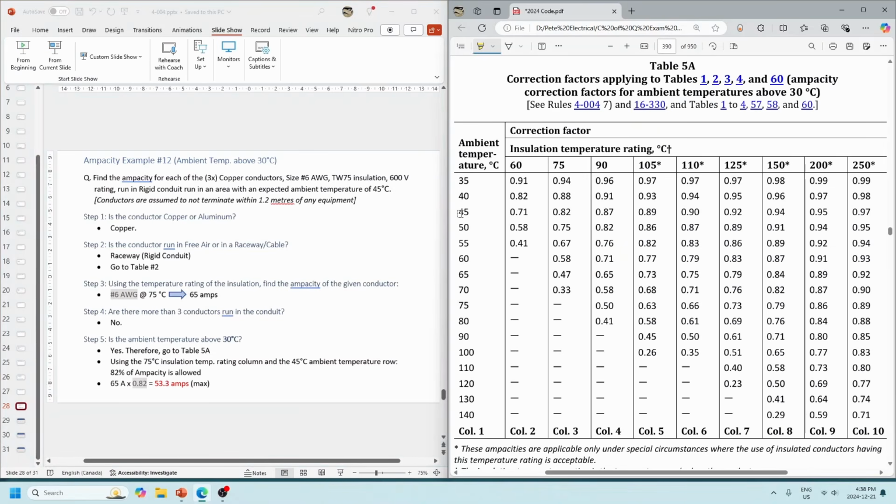So keeping in mind the 65 amps that we had before, let's go to 5A. And again, we're at 45 degrees ambient temperature. The insulation rating is 75 degrees. And where those guys intersect, it looks like our correction factor is going to be 82%. So last step is we've got 65 amps times 0.82, to give us a maximum ampacity on those conductors of 53.3 amps.